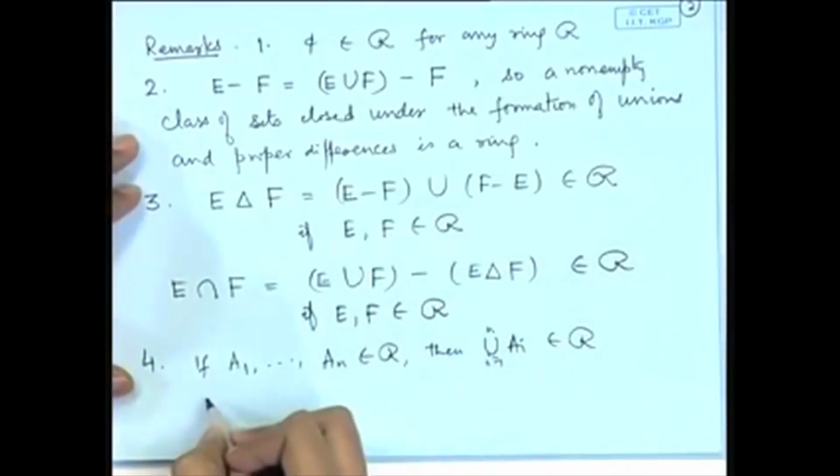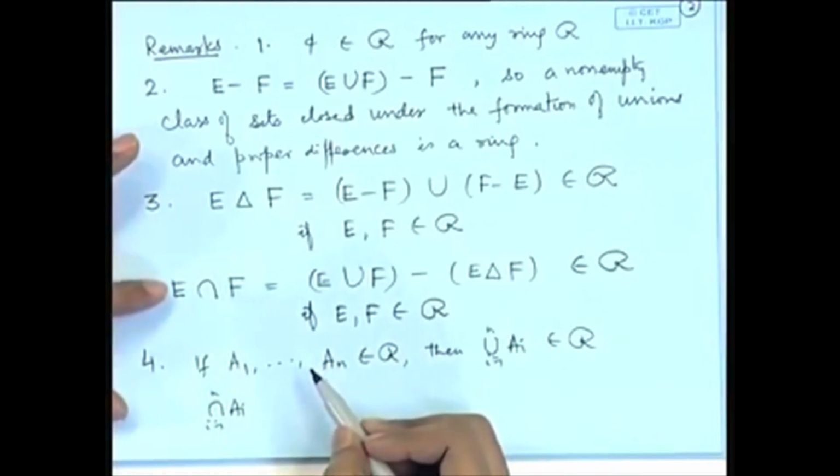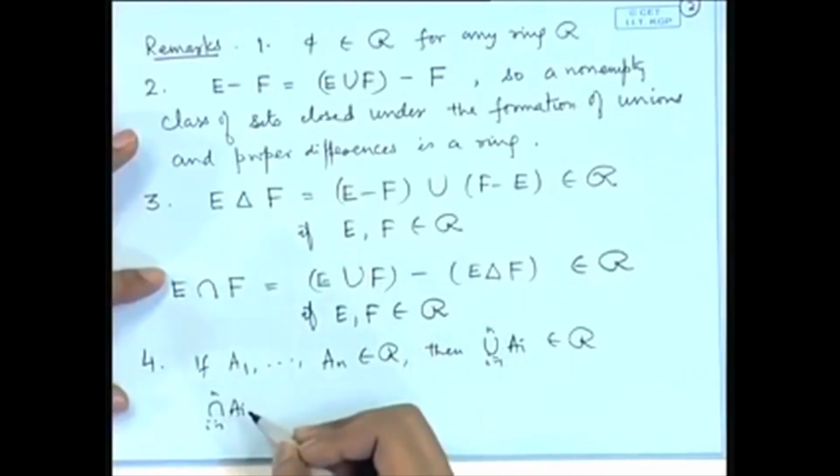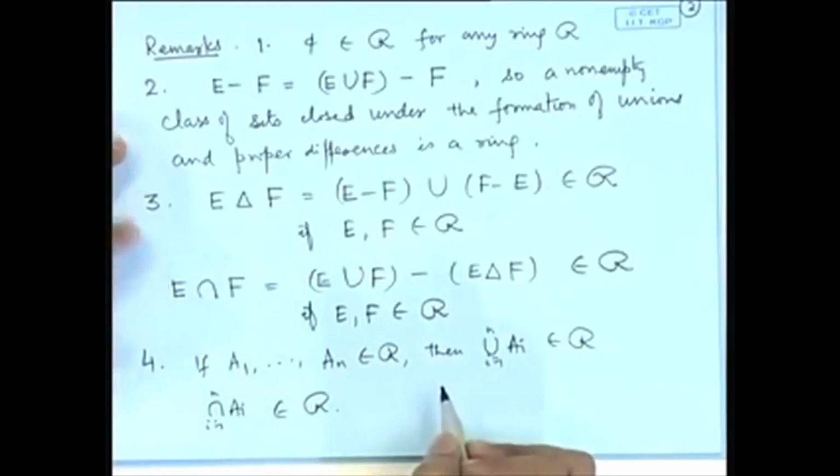In a similar way, we can also look at the intersection of Ai, i equal to 1 to n. Since we have already proved that for two given sets the intersection is in R, by induction we can prove that the intersection of Ai, i equal to 1 to n, also belongs to R. That means a ring is closed under the operation of taking finite unions and finite intersections.